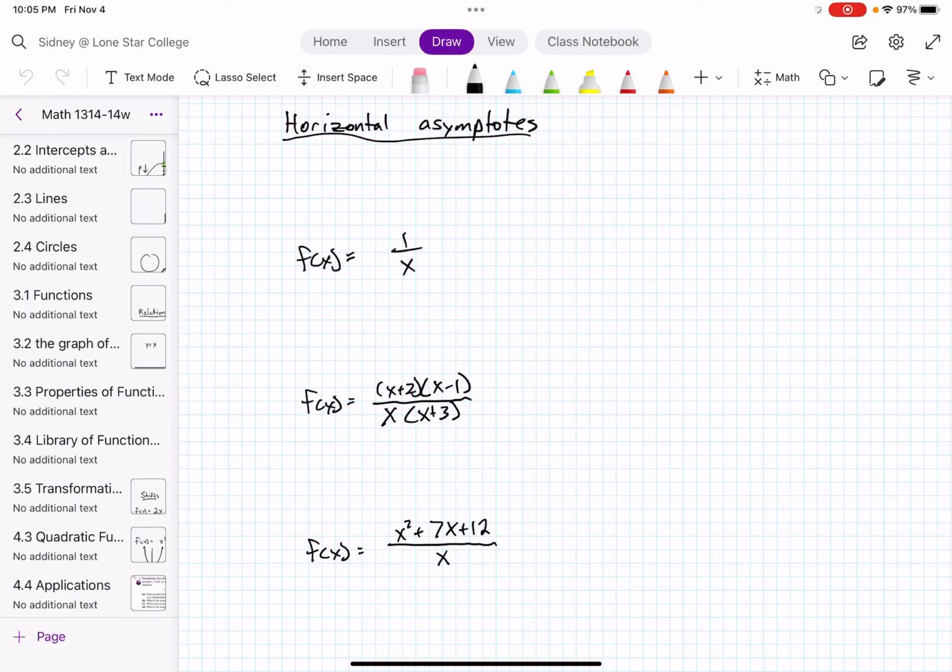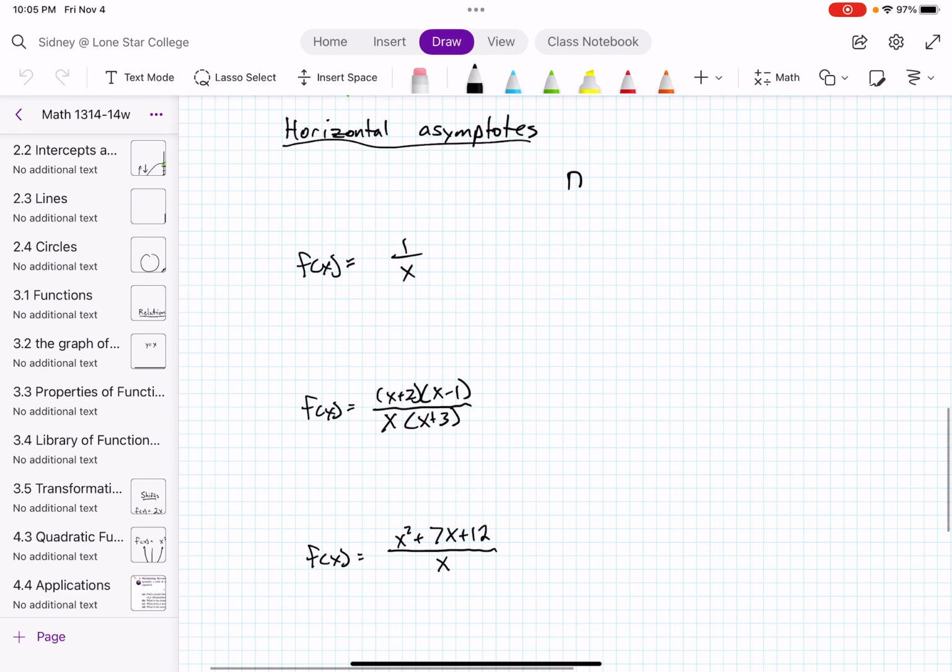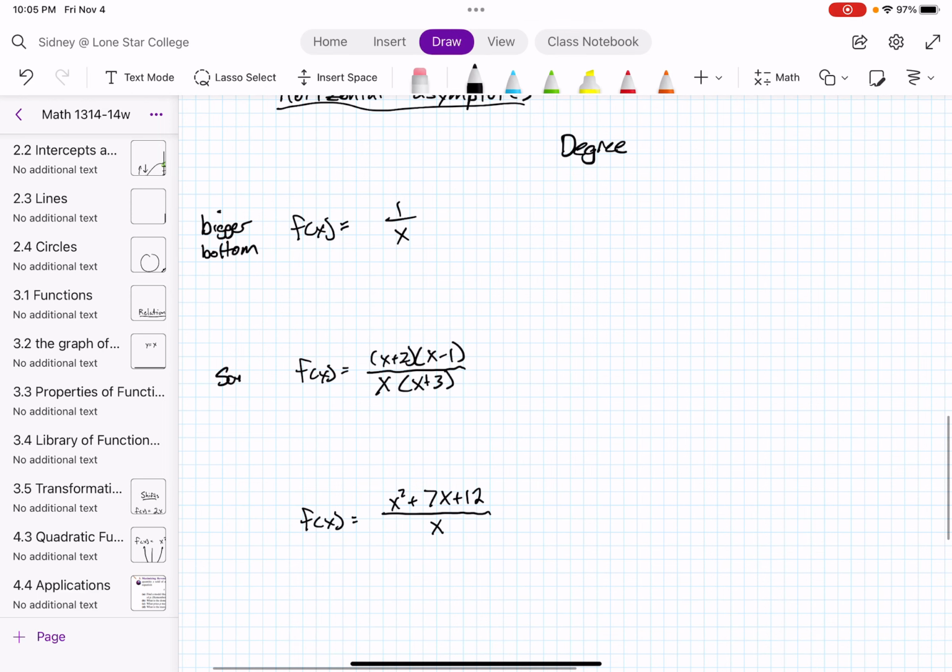Horizontal asymptotes come in three different flavors depending on the degree of the polynomial on top and the polynomial on the bottom of the rational expression. And so these three categories are when the higher degree is on the bottom, same degree top and bottom, and higher on top. So we're going to talk about what these do.